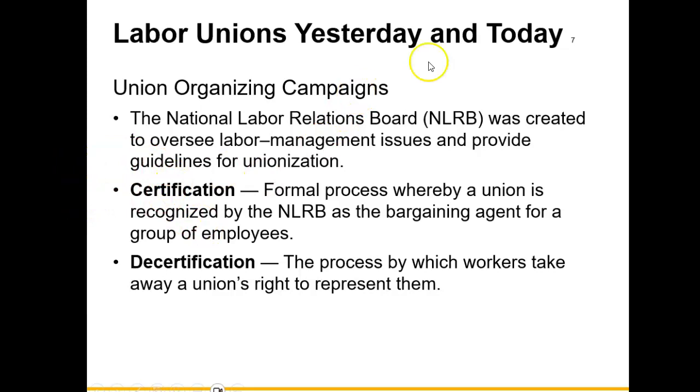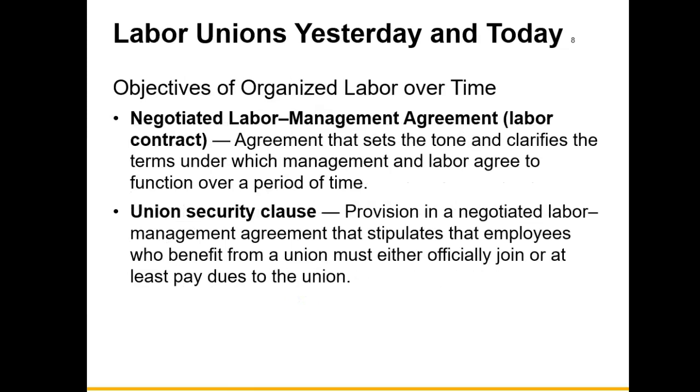Certification is a formal process whereby a union is recognized by the NLRB as the bargaining agent for a group of employees. So again, I'm curious, at your place of employment, do you have a union? And if so, you're represented by which agency? Decertification is the process by which workers take away a union's right to represent them. So if the employees of a company decide that they do not want to be represented by their union anymore, that's known as decertification.